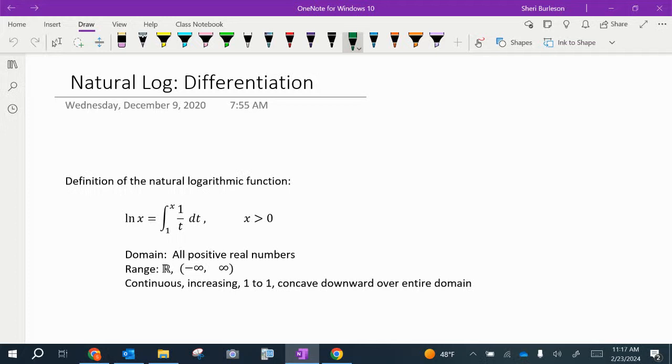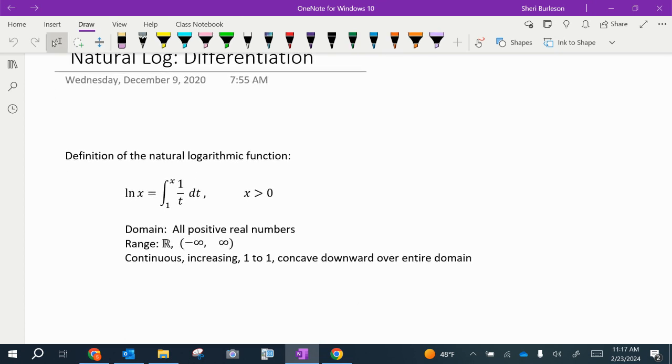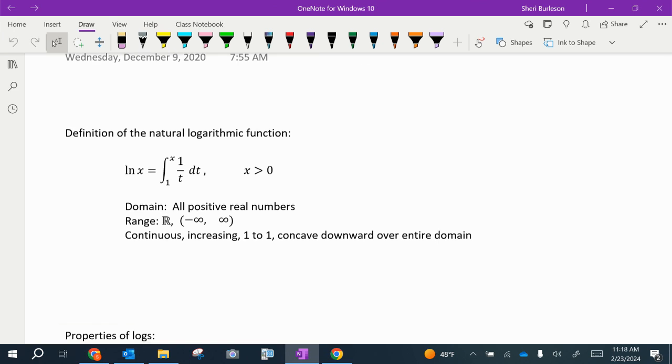Okay, so starting our next unit, we are going to look at logarithms and exponential functions. So we will start with taking the derivative of the natural log. We have been using natural log, and we think of it in terms of the inverse function of an exponential of e to the, but it actually has a calculus definition.